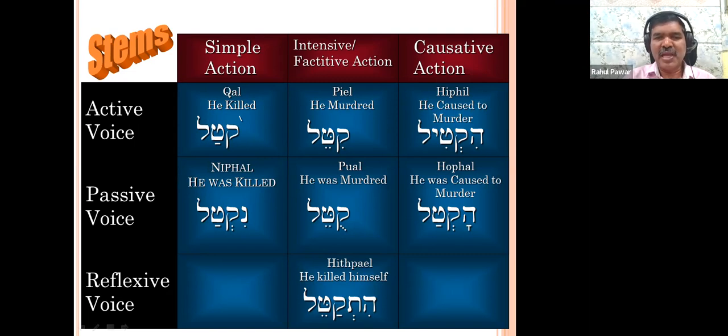Passive voice of Qal is Niphal. Piel and Pual. Piel is an active voice, whereas Pual is the passive voice of Piel. Piel and Pual are called intensive verb forms, but they are actually factitive rather than intensive.